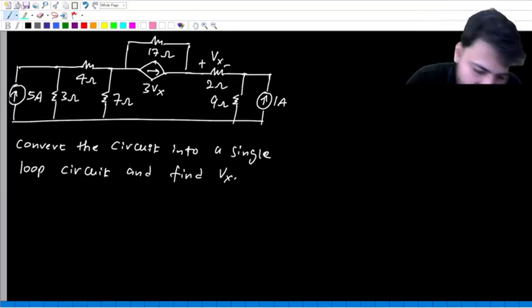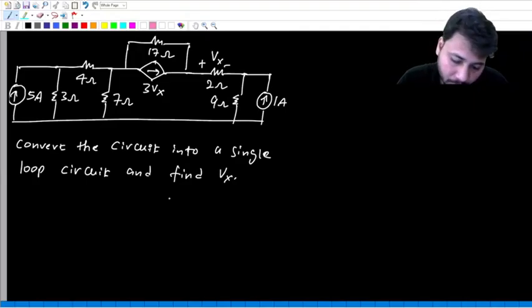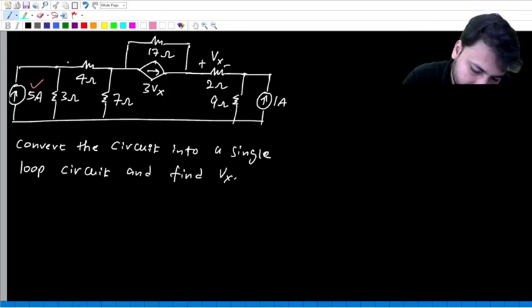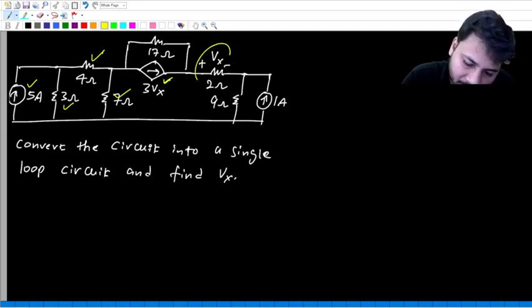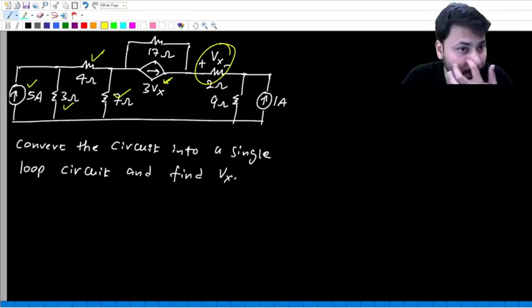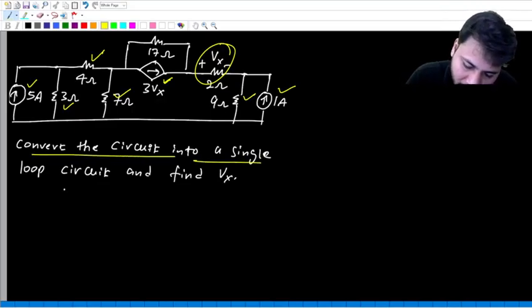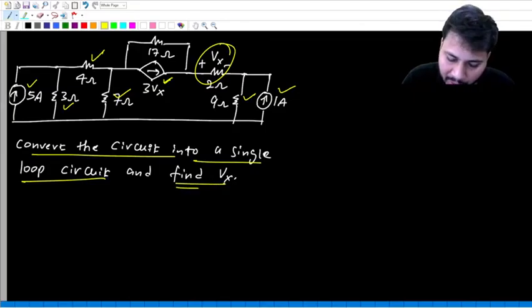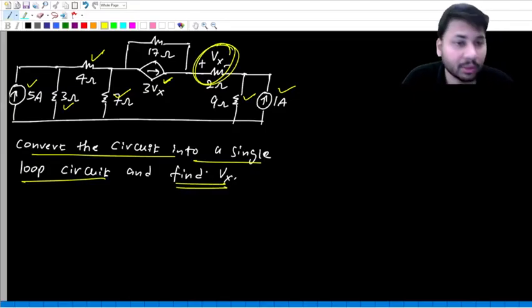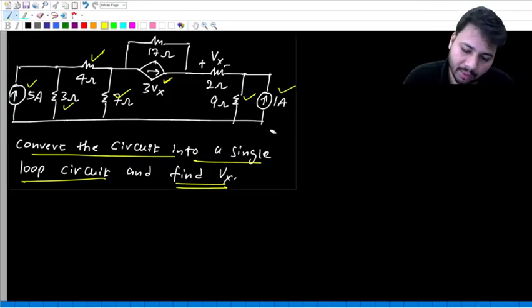Okay guys, look at this circuit. It contains a current source, then a resistor, a resistor. This is a dependent current source. The controlling variable for this is this voltage. And then there is again a current source and a resistor. The question is to convert the circuit into a single loop circuit, and then find Vx, that is the voltage across this 2 ohm resistor.